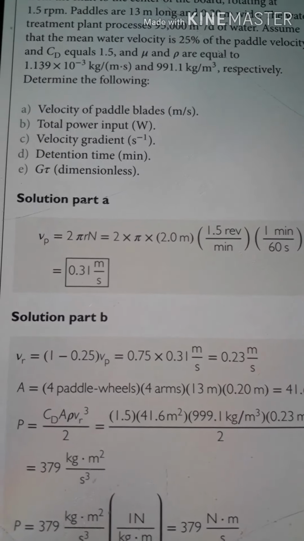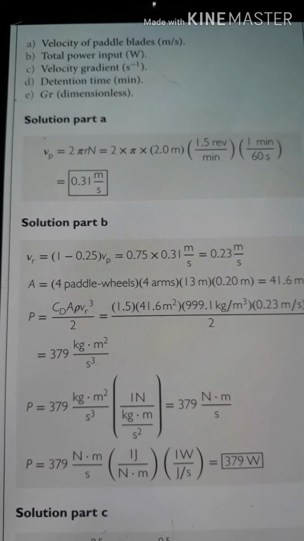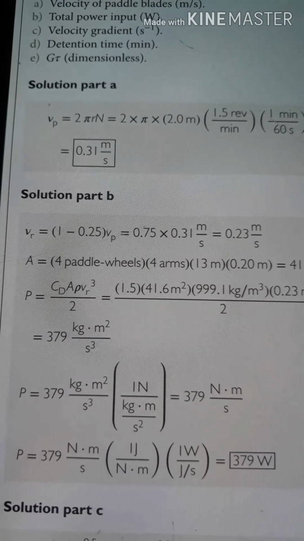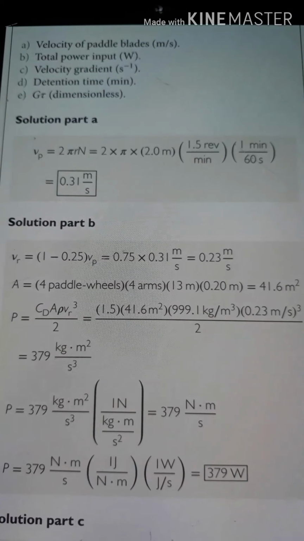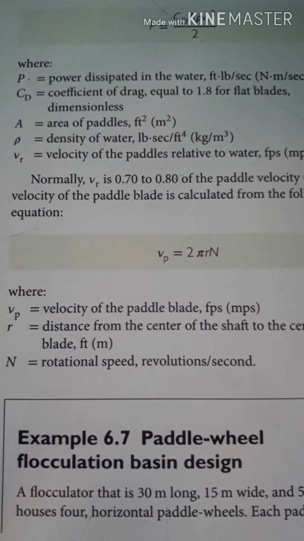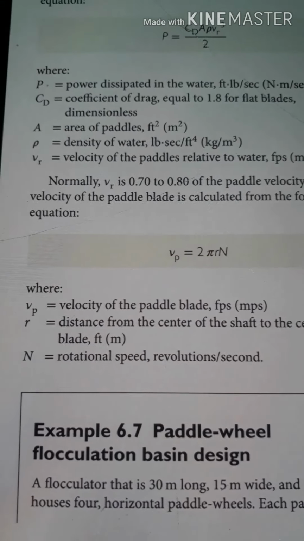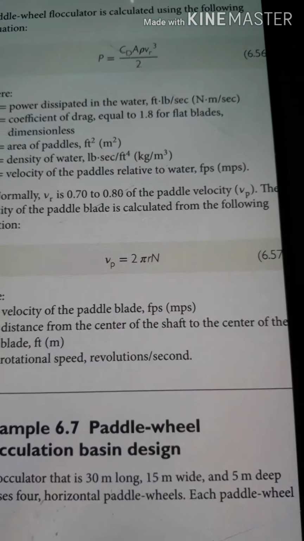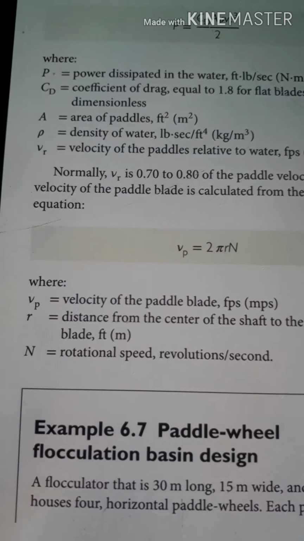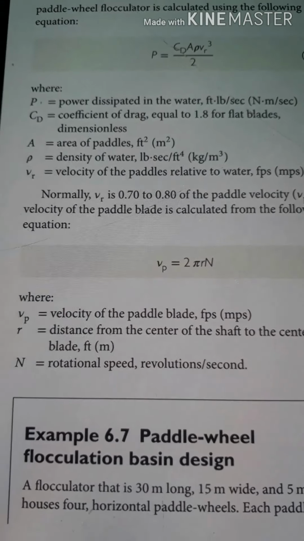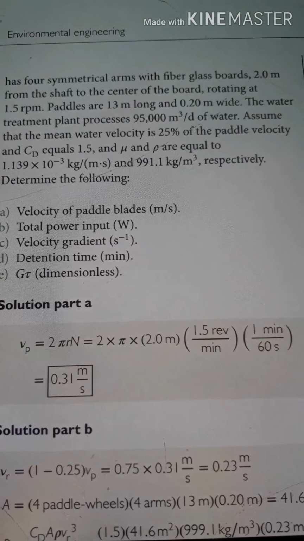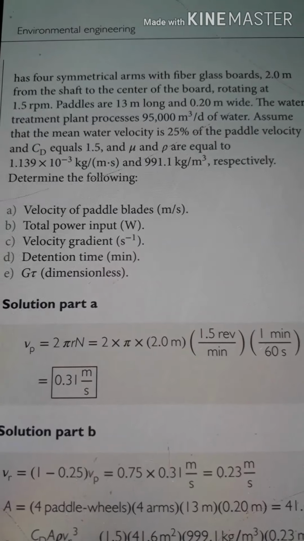So, muna siya ang pagpangita sa velocity of paddle blade. So, VP is equal to 2 times pi times R times N. If we recall, ang VP nato is equal to 2 times pi times R times N, where VP is the velocity of paddle blades, R is the distance from the center of the shaft to the center of the blade, and our N is the rotational speed or revolutions per second. So, kung nato itong given nato, ipag nato diri nga equation. So, ang R nato is equal to 2, tapos atong N is 1.5 rev per minute.